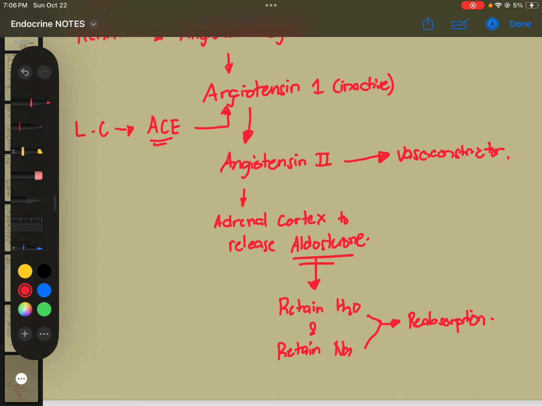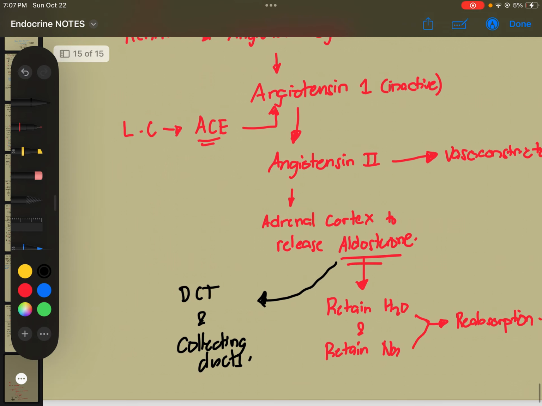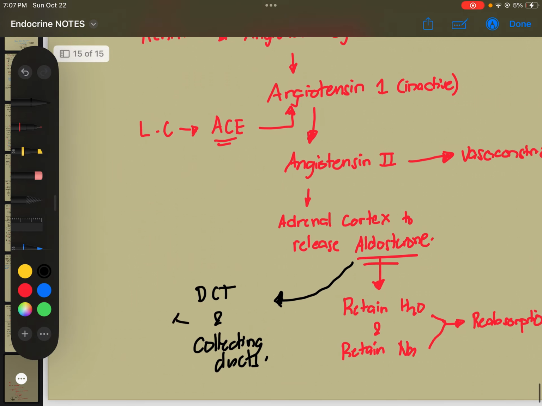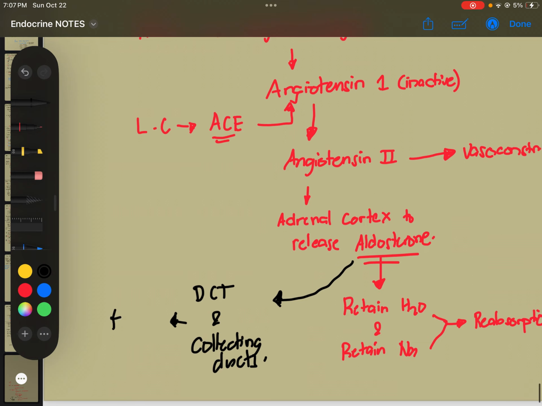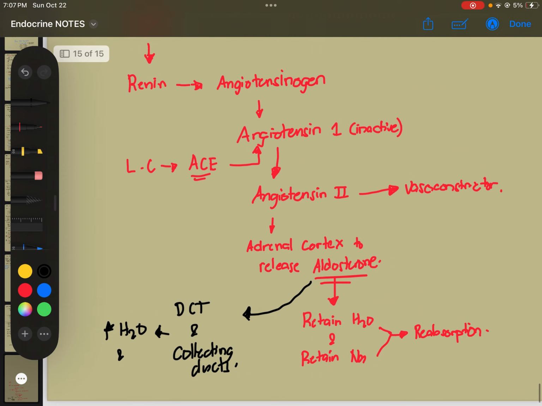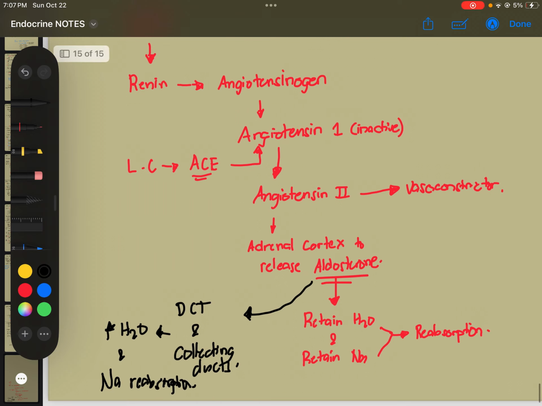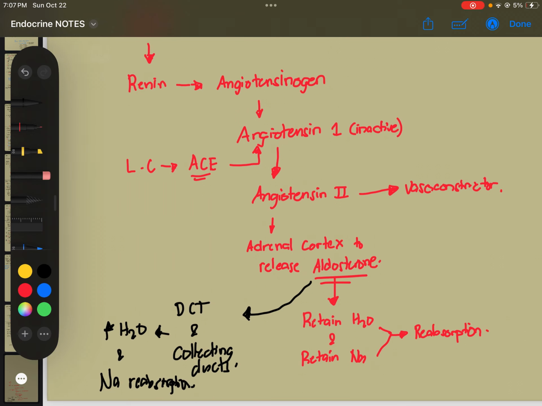Your aldosterone, class, it will target your distal convoluted tubules and your collecting ducts. Okay, it will cause them to increase H2O and sodium reabsorption. It will look like this. Okay.